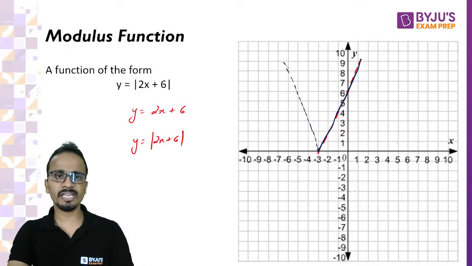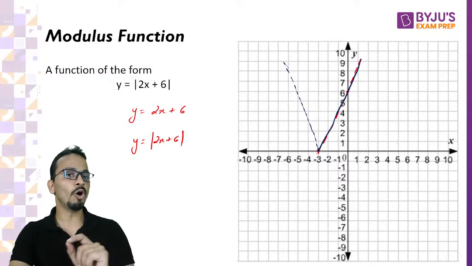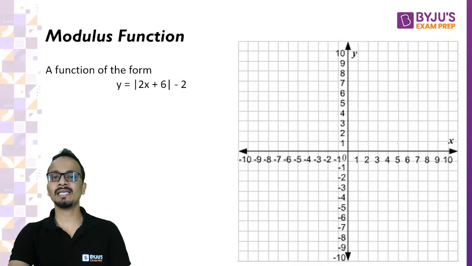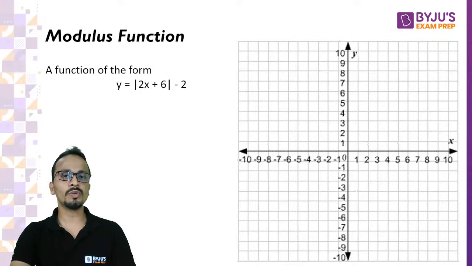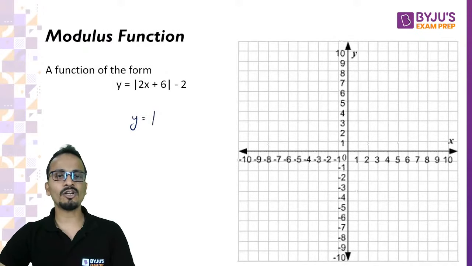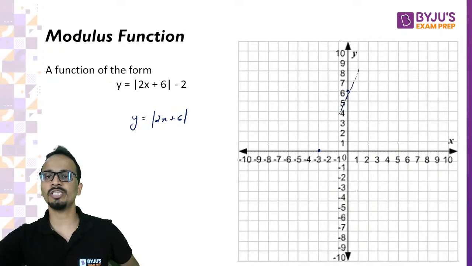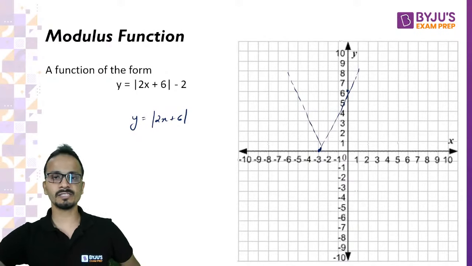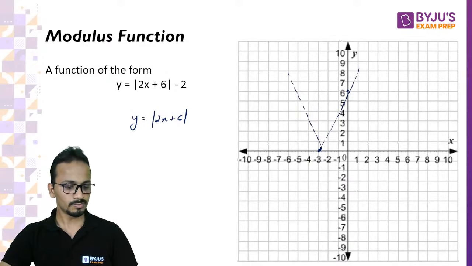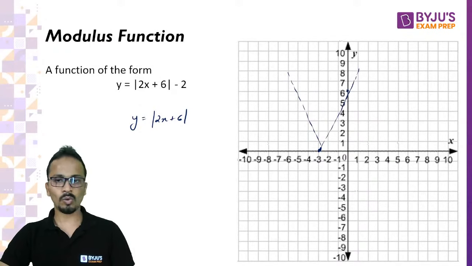Now let's take another variation of this. We already have y equal to modulus of 2x plus 6. Let's say now I want to plot the graph of y equal to modulus of 2x plus 6 minus 2. In the previous case we had already reached this part, where the graph was something like this. So this was the original graph in the previous case. Okay, now what will we do?